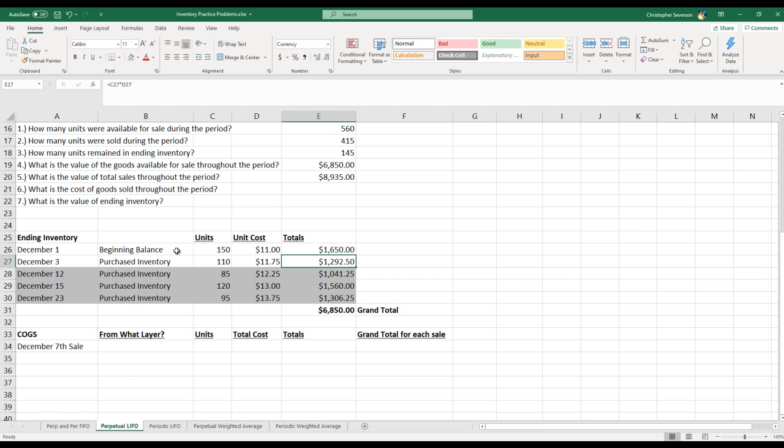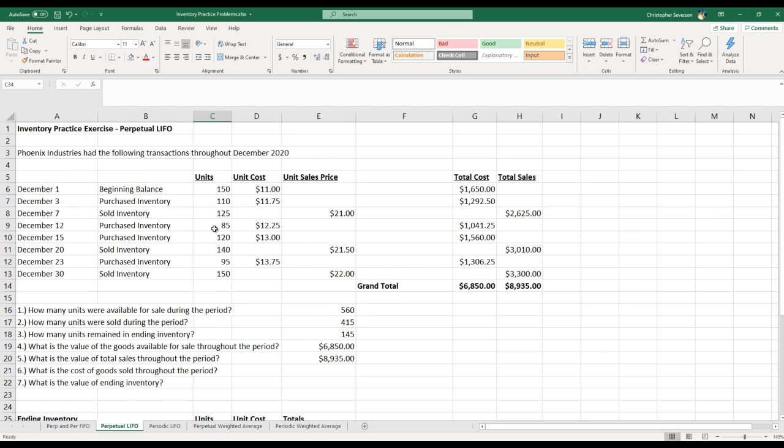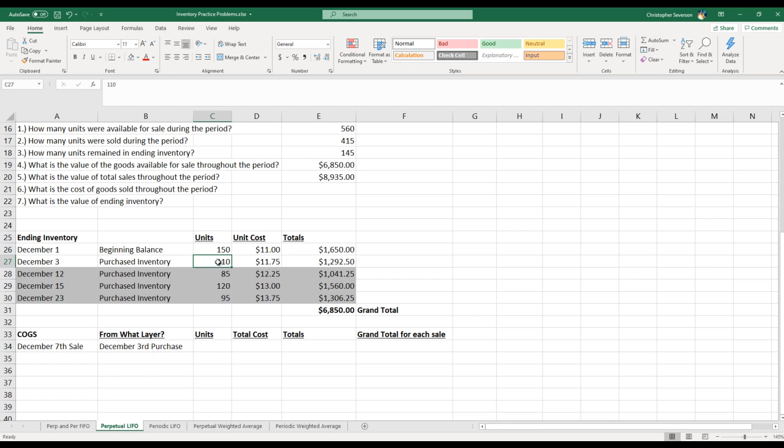Now this is LIFO. Last in, first out. What that means is we're going to start with the latest layer available on this sale date, and that's where we're going to pull from first. So in this case, I'm just going to say December 3rd purchase. We're pulling from that layer. You can call it whatever you want. I'm just illustrating what we're pulling. We need 125 units. We only have 110 from that layer. They're $11.75 a piece. I'm just going to do the multiplication there.